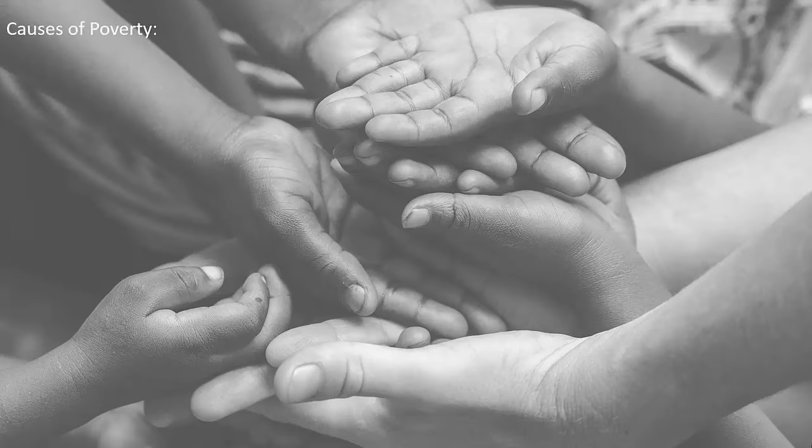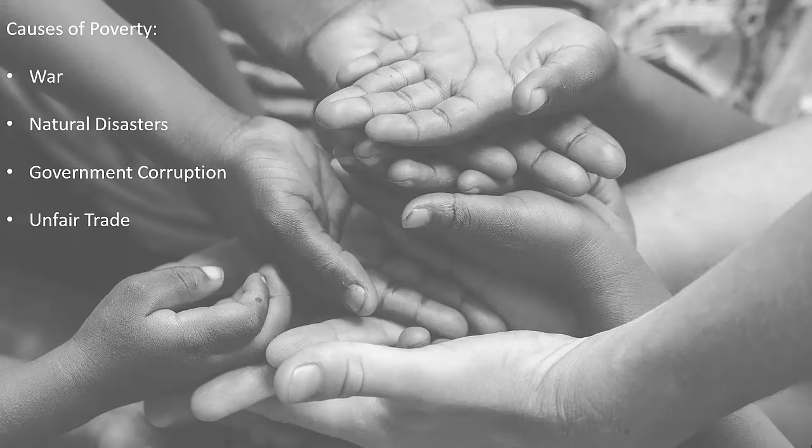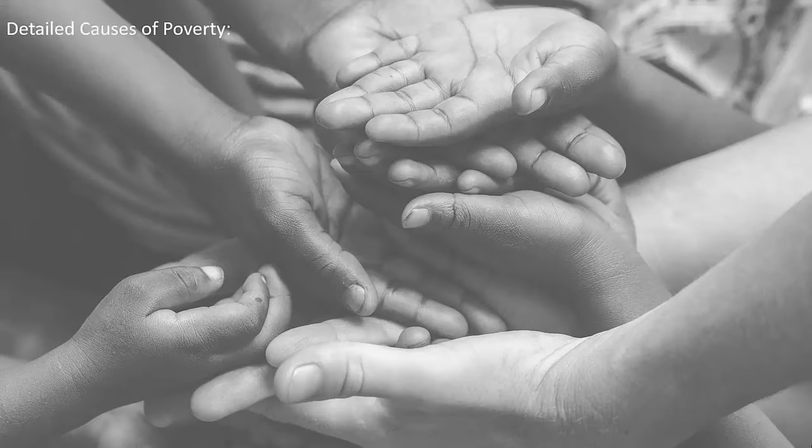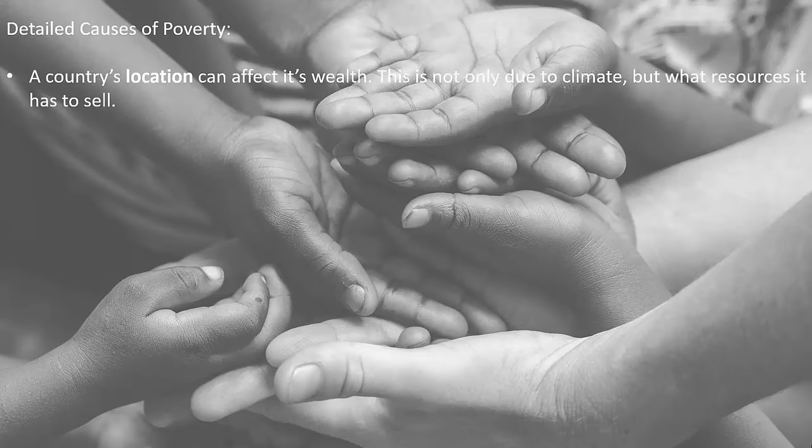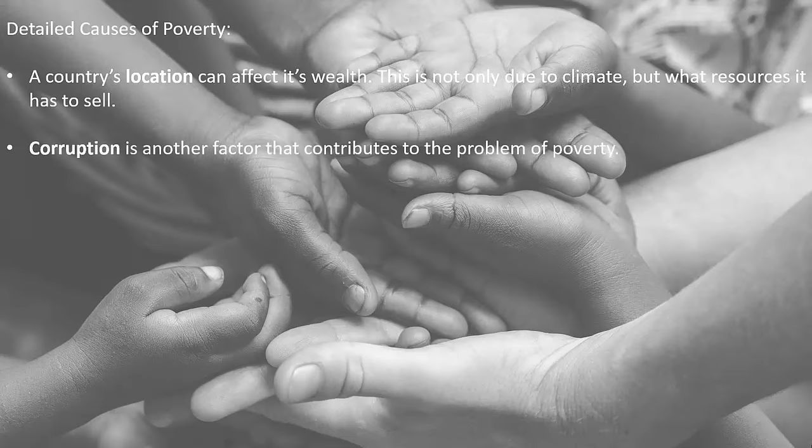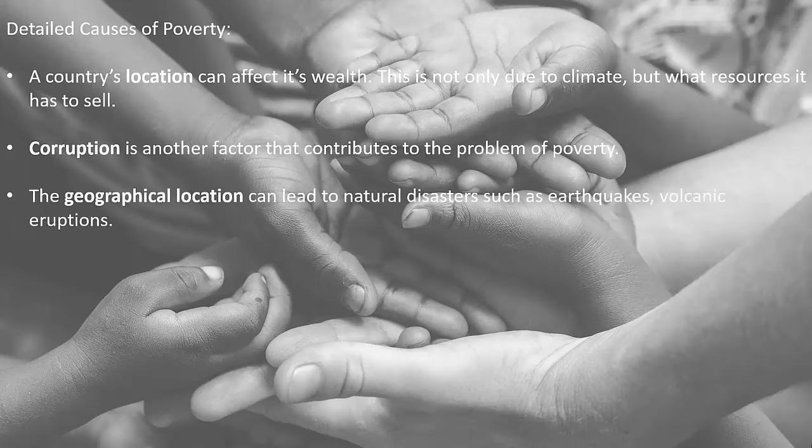Causes of poverty: war, natural disasters, government corruption, unfair trade, lack of money, and lack of natural resources. Detailed causes of poverty. A country's location can affect its wealth. This is not only due to climate, but what resources it has to sell. Corruption is another factor that contributes to the problem of poverty. The geographical location can lead to natural disasters such as earthquakes and volcanic eruptions.